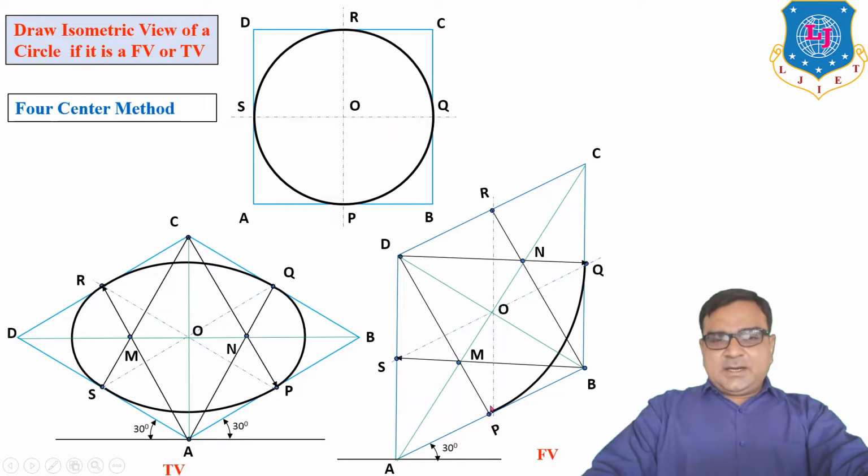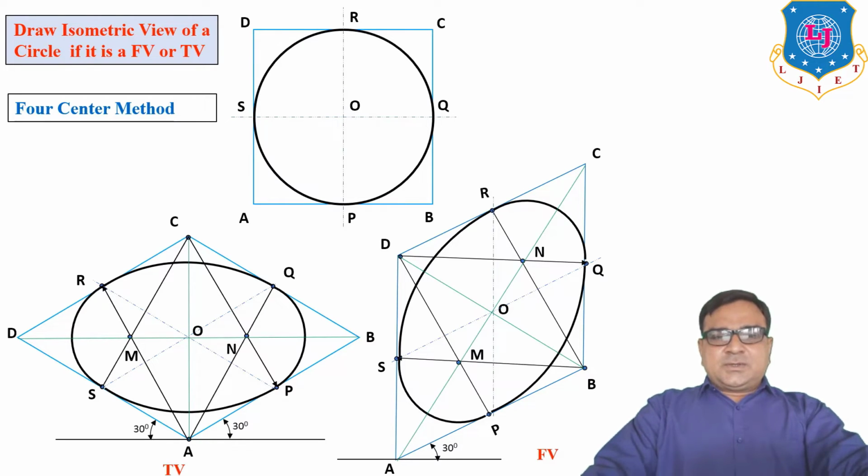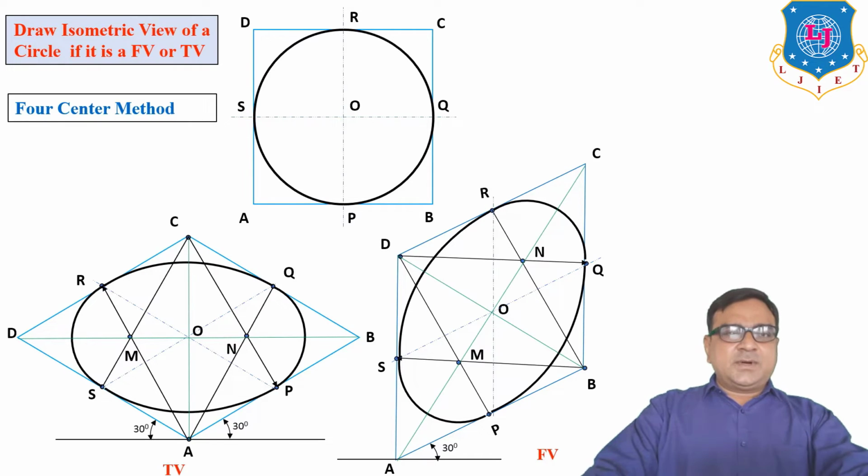Now D center, DP radius, draw an arc from P to Q. B center, BS radius, draw an arc from S to R. M center, MP radius, draw an arc from P to S. N center, NR radius, draw an arc from R to Q. So this is the four center method to convert a 2D circle into a 3D ellipse or oval.